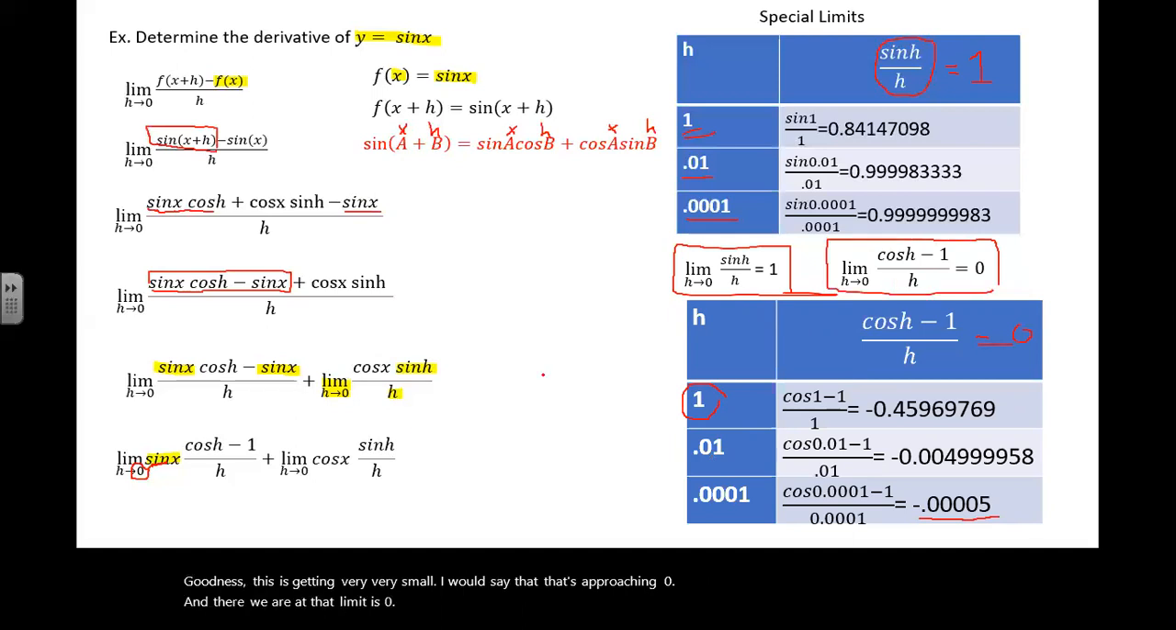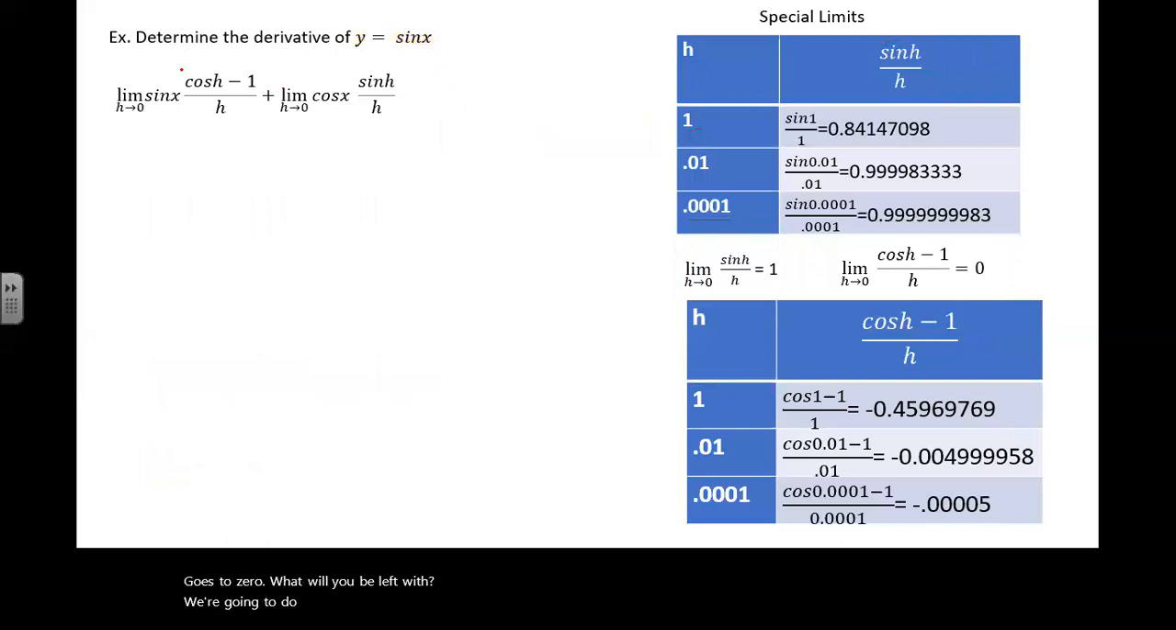So what happens if this limit, as h approaches 0, sine h over h goes to 1, and this limit goes to 0? What will you be left with? We're going to do it again on the next page. This is where we left off with. So we said this limit is equal to 0, and this limit is equal to 1.